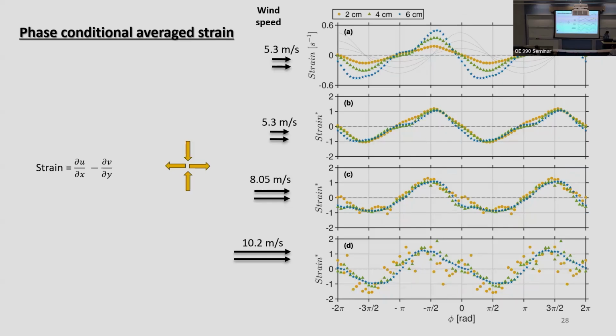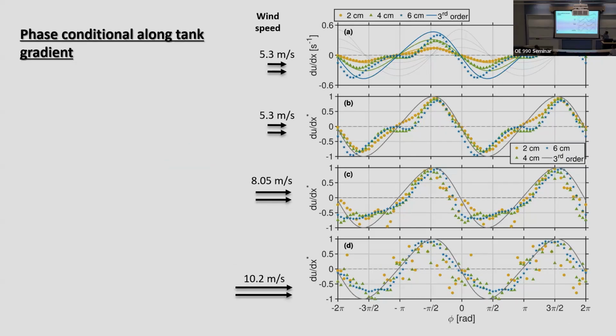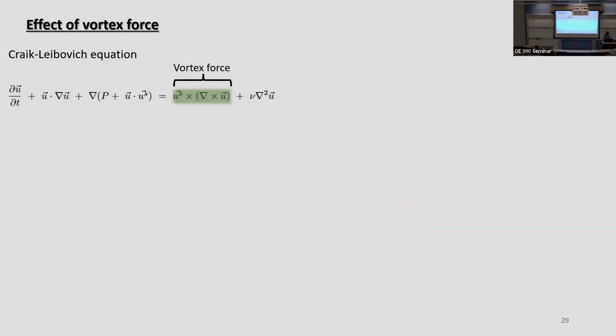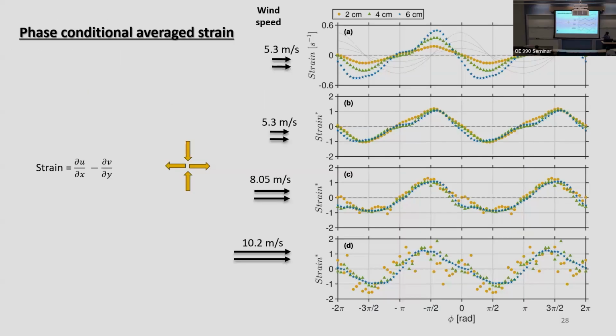Strain, the same, these compare well with the du/dx. The observed du/dx compares well with the theoretical du/dx. The strain, this is the strain on the surface. And this strain star is normalized by the theoretical du/dx.